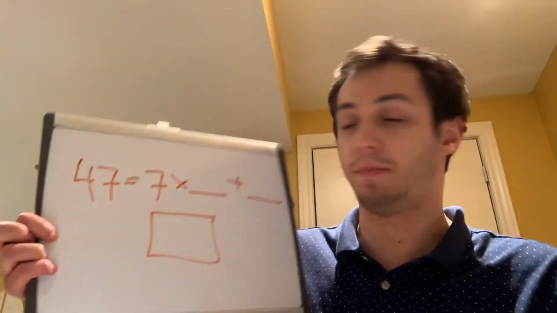Remember, make a box right under the times signs and write the correct number for multiplying by 7 in that box. So I'll write it right over here. So for number 1, we have 47 equals 7 multiplied by a number plus a number. And then right underneath, we have a blank box.